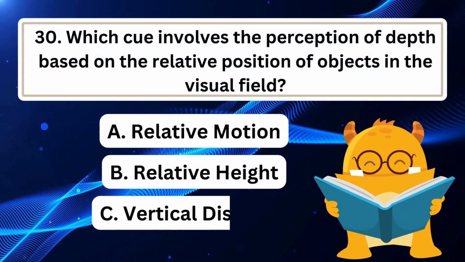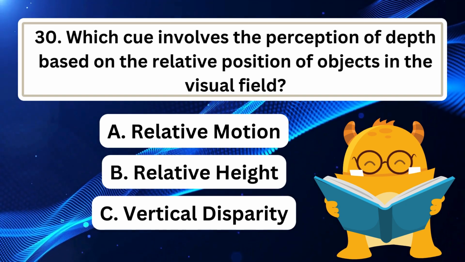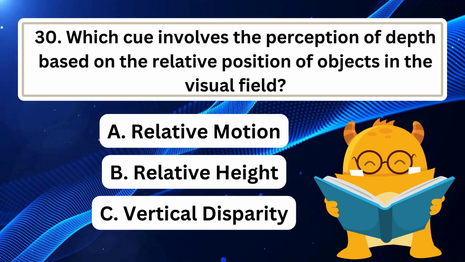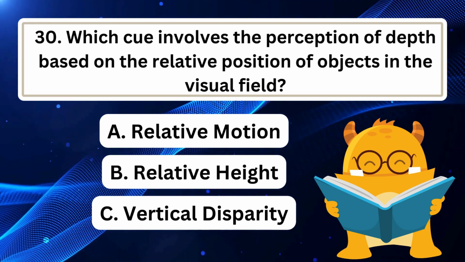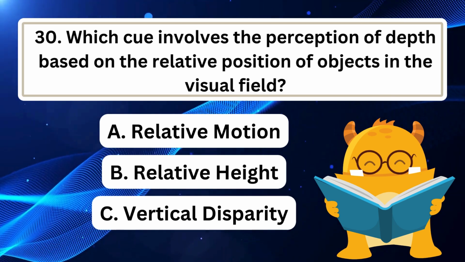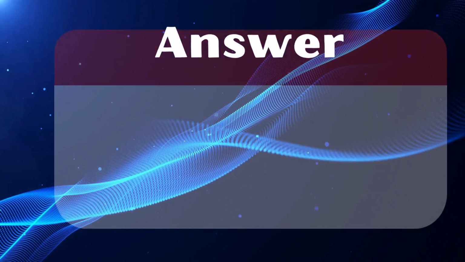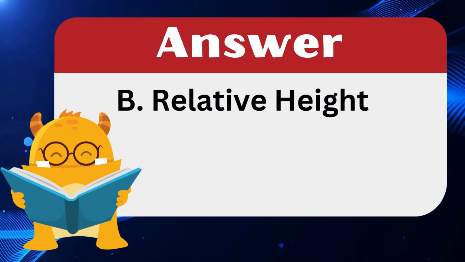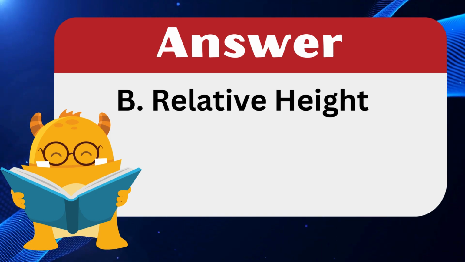30. Which cue involves the perception of depth based on the relative position of objects in the visual field? A. Relative motion. B. Relative height. C. Vertical disparity. B. Relative height. Relative height involves perceiving depth based on the relative position of objects in the visual field.